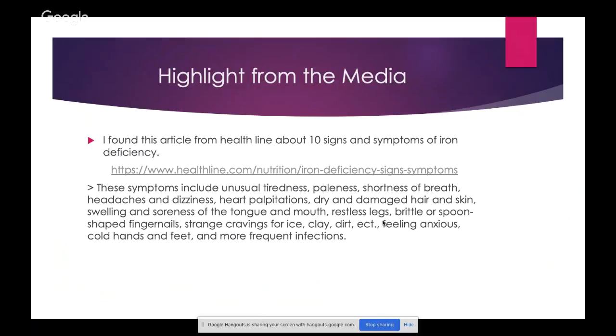As a highlight from the media, I found an article from healthline.com that talks about the 10 signs and symptoms of iron deficiency, and goes into this in a little bit more detail. The symptoms, normally in the medium range, could be unusual tiredness, paleness, shortness of breath, headaches, dizziness, heart palpitations, dry and damaged hair and skin, swelling and soreness of the tongue and mouth, and restless legs. It goes more into the extreme and into anemia: brittle or spoon-shaped fingernails, strange cravings for ice, clay, dirt, etc., feelings of anxiousness, cold hands and feet, and more frequent infections, as we talked about with hemochromatosis.